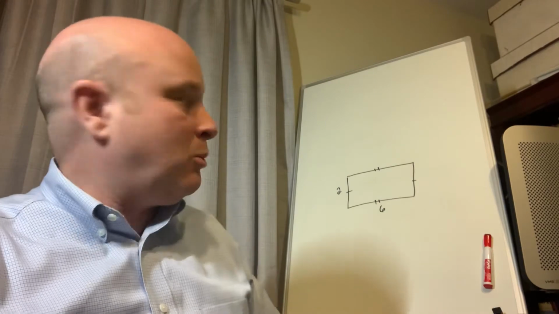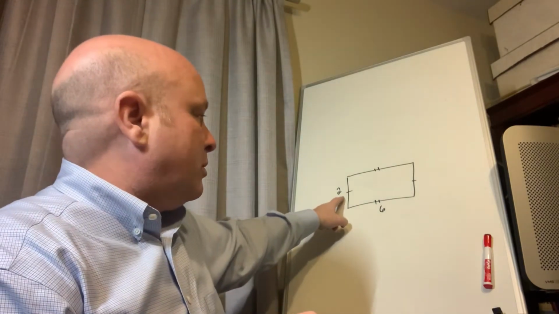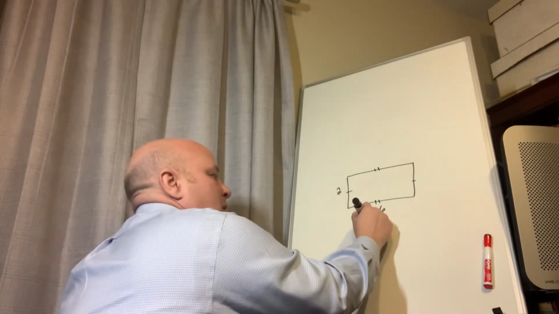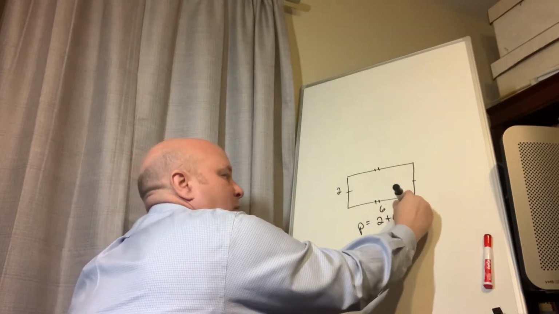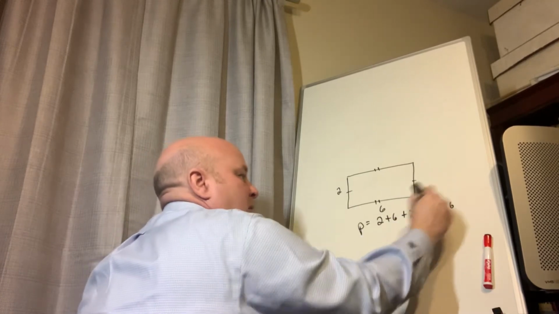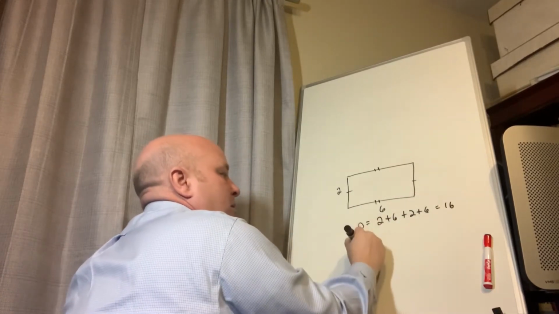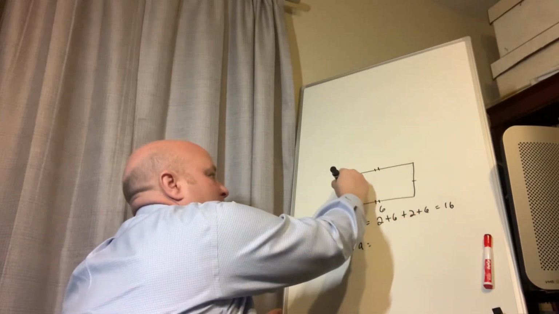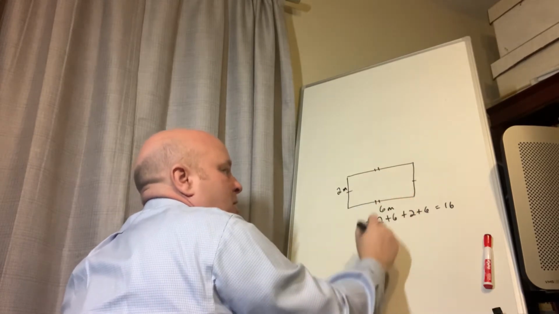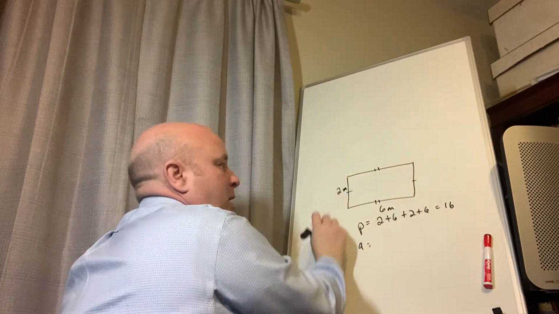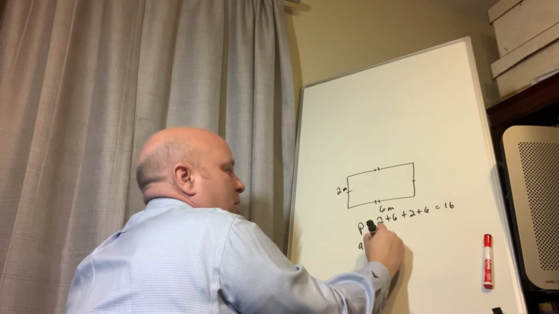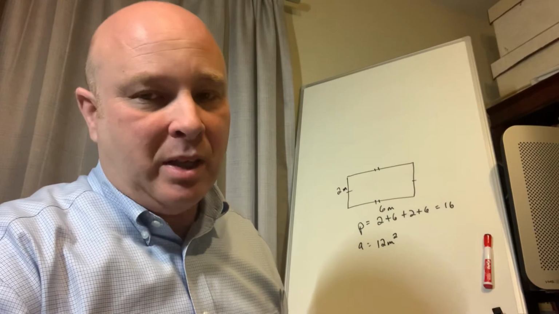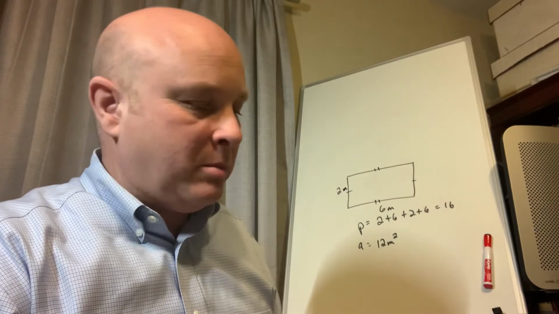Area is length times width. The perimeter is going to equal 2 plus 6 plus 2 plus 6 equals 16. The area is going to be, and let's put this in some units, let's say this is miles or meters. Let's do meters. This would be length times width, so 2 times 6 would be 12 meters squared. Remember, if you're talking about area, the answer is always going to be squared.